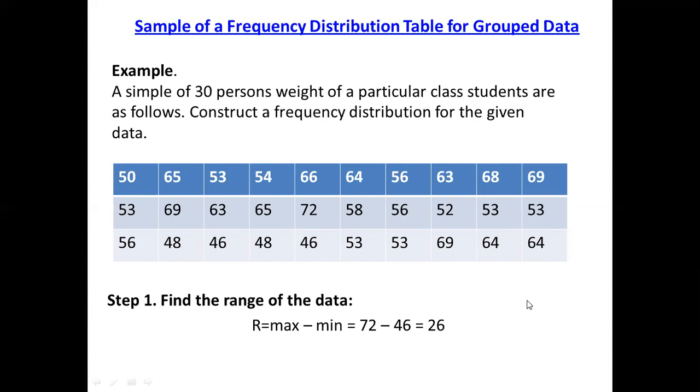The range is the difference between the largest and the smallest values. First we find the maximum and the minimum data. The maximum data is 72, the minimum is 46, and the range equals 26.